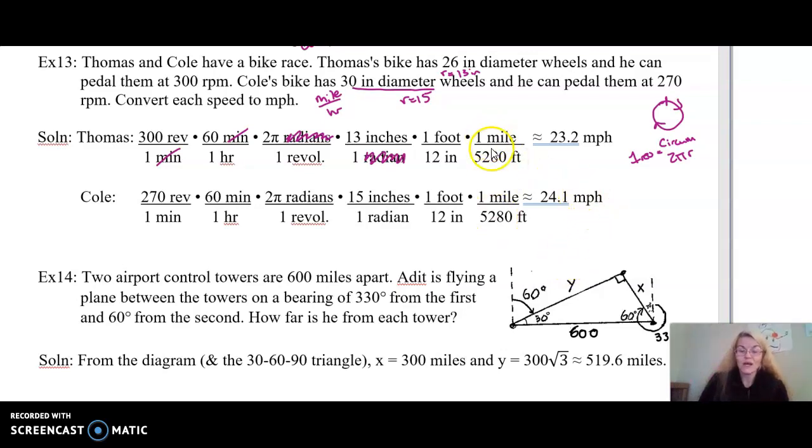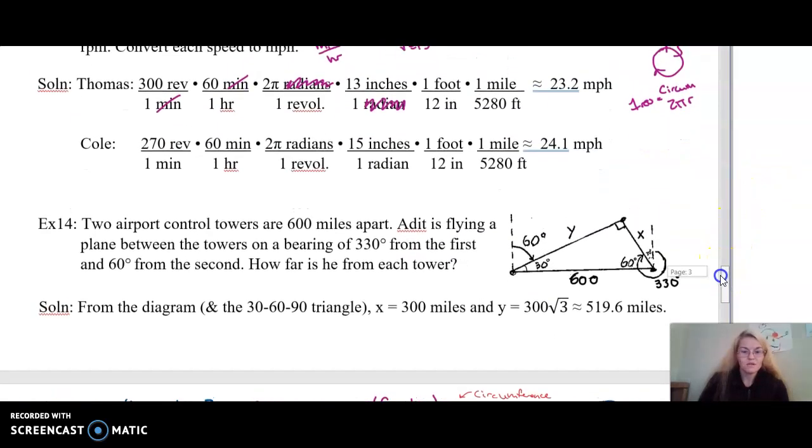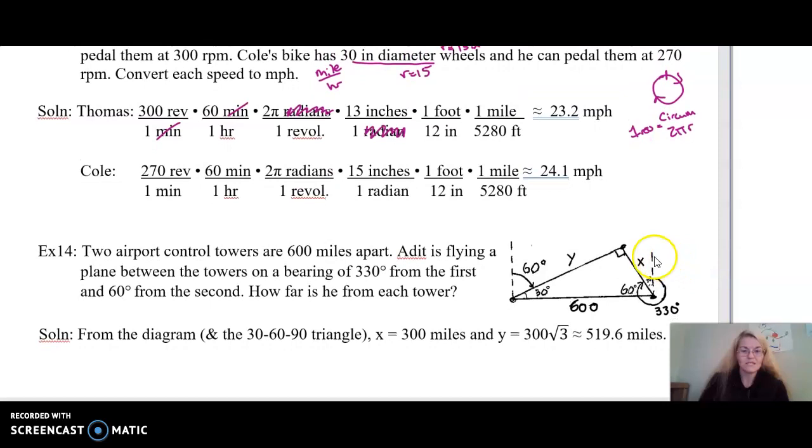Right? So again, this is also how you can compare revolutions per minute. You can't just compare those two speeds and say, oh, who's faster? You have to look at how big the wheels are, and so converting this way. All right, last example before I release you to work on some practice problems on your own.